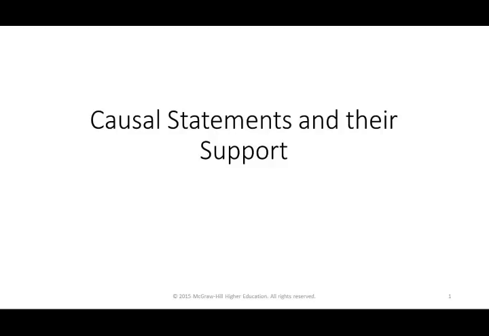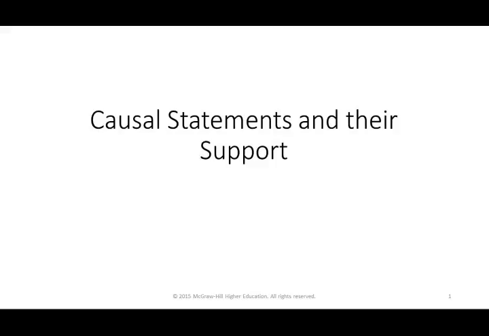This lesson is about causal statements and their support. So we're continuing our work in chapter 11, and we're continuing our work there in inductive reasoning. And in our work on inductive reasoning, we are moving now to causal statements. Now, I need you to recall that causal statements are not arguments. Causal statements and arguments are two fundamentally different things. So we need to be clear about that as we move forward.